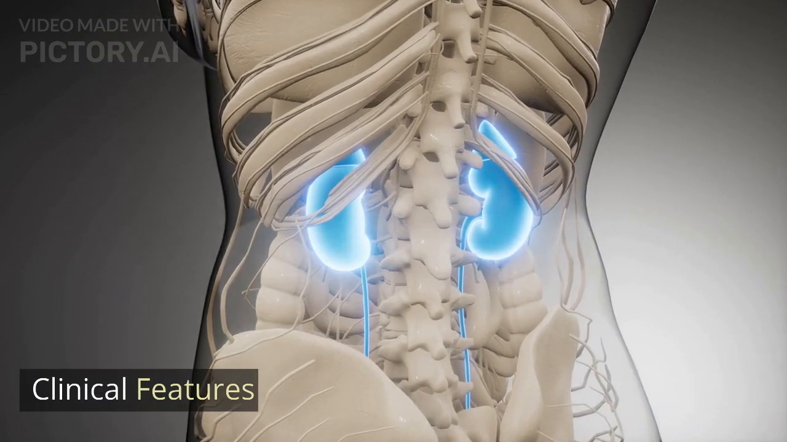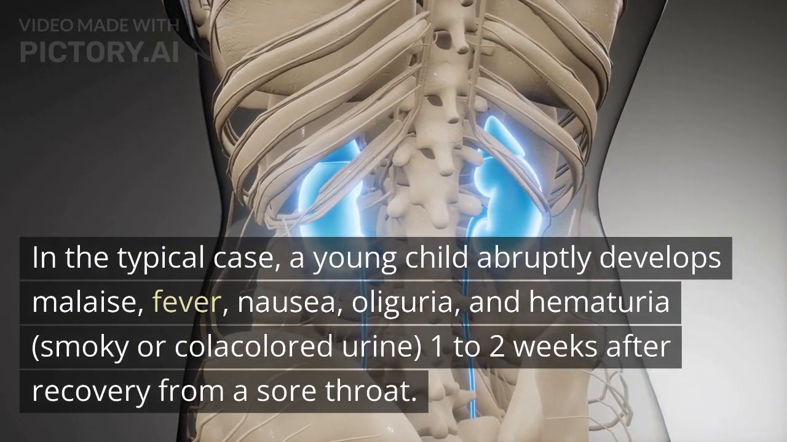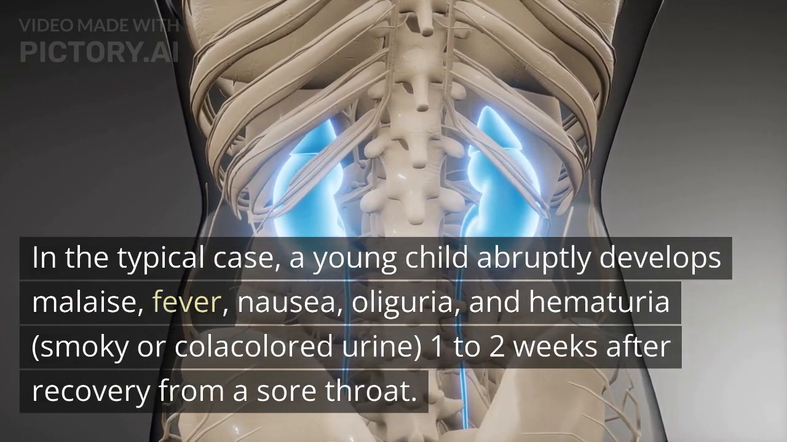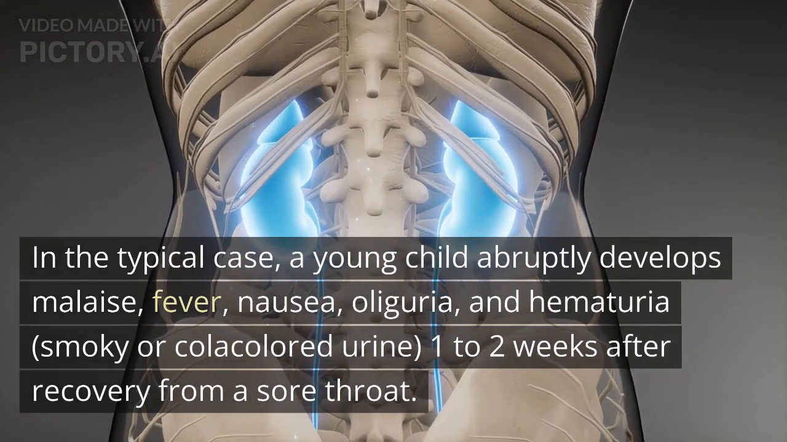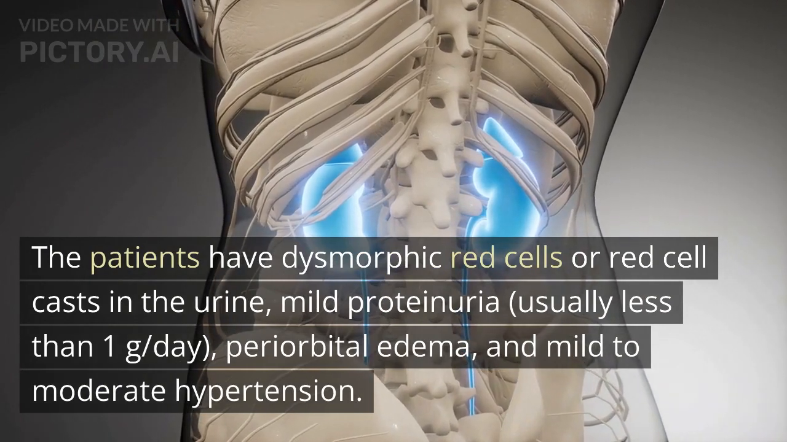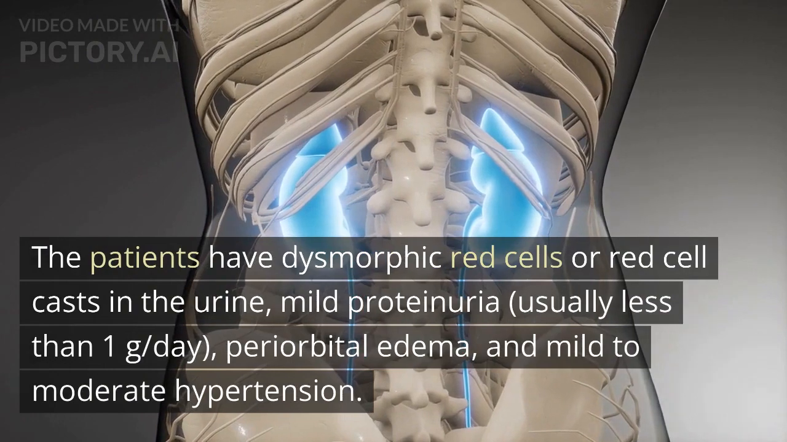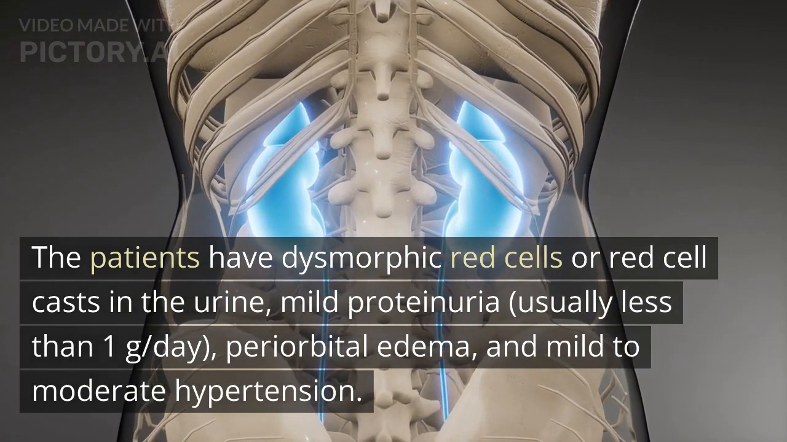Clinical features. In the typical case, a young child abruptly develops malaise, fever, nausea, oliguria, and hematuria, smoky or cola-colored urine, 1 to 2 weeks after recovery from a sore throat. The patients have dysmorphic red cells or red cell casts in the urine, mild proteinuria, usually less than 1 gram per day, periorbital edema, and mild to moderate hypertension.